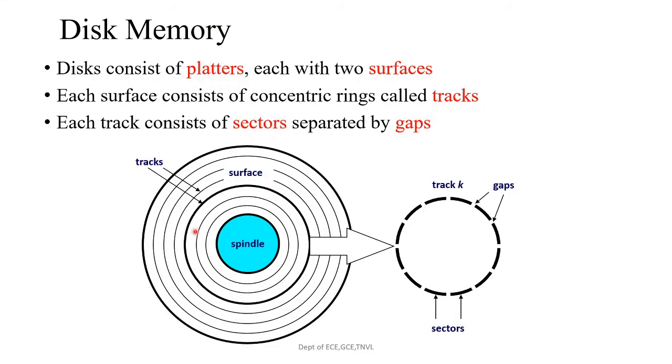If you see here, this is a disk. This consists of platters, in the sense it will be an array of platters, each with two surfaces. Each surface consists of concentric rings. These rings are called tracks, and the track is like this. It has some gaps, and the segments between the gaps are called sectors.